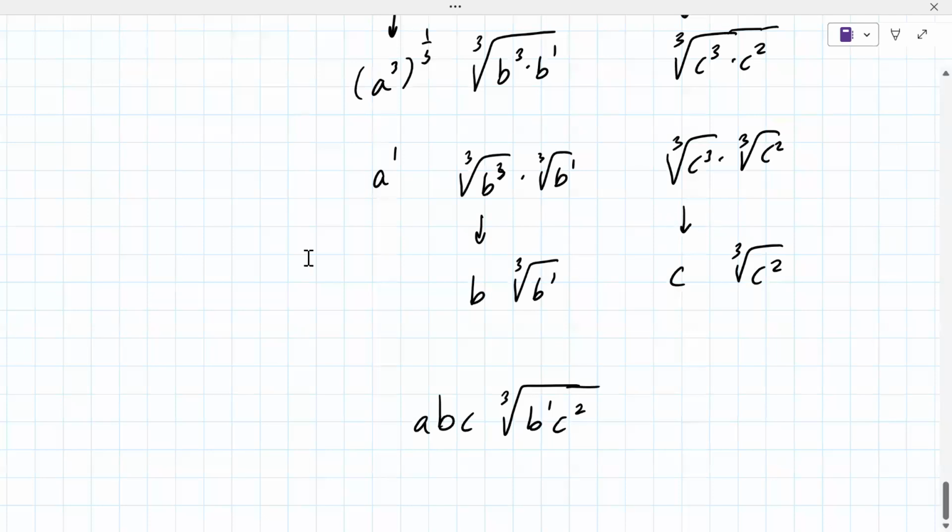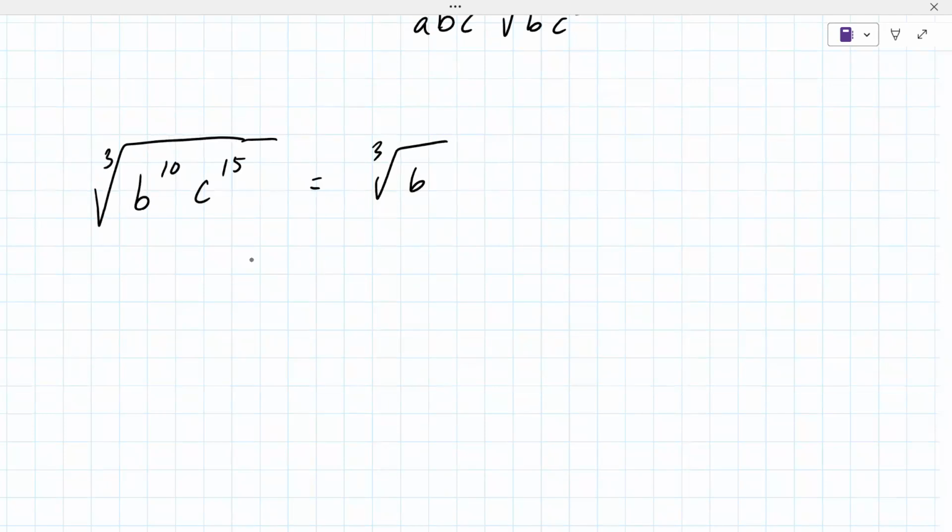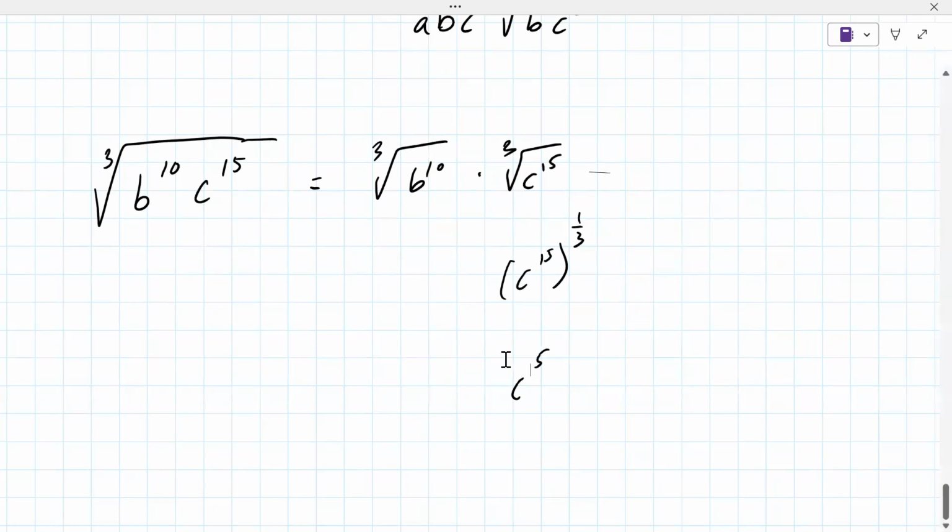Okay, let's do another example before I suggest you do one. Let's say it's the cube root of b to the 10th, c to the 15th. So again, it's really the cube root of b to the 10th times the cube root of c to the 15th. Now the c to the 15th, that's the nice one, right? Because it's really c to the 15th to the 1/3 power. So it's really c to the 5th. So if it divides perfectly, you just do it.